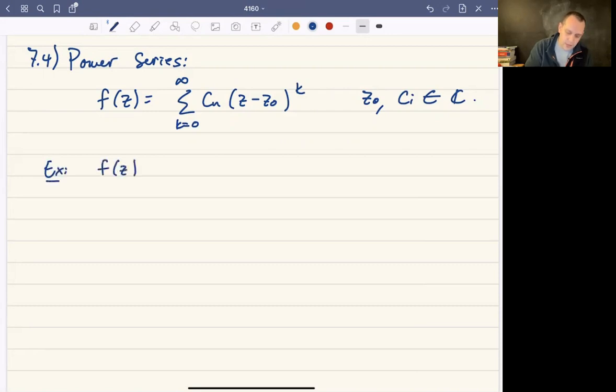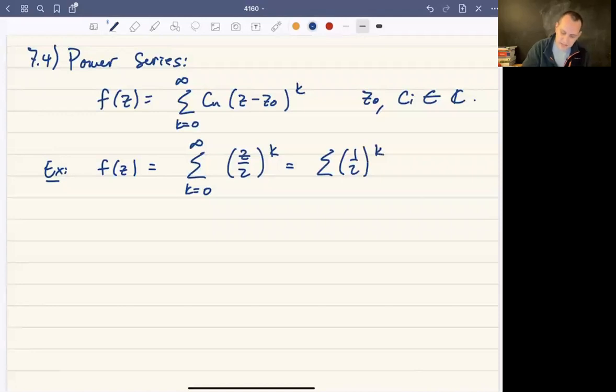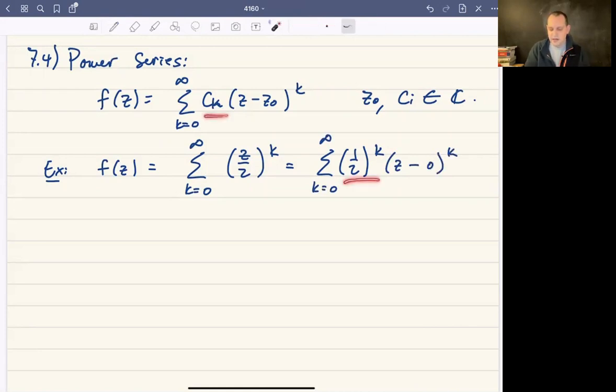So let's look at the function. Actually, the function that we saw in the previous video, z over 2 to the k, is a power series centered at 0. And just so that we can recognize that this is still of the form I wrote above, this is 1/2 to the k. So that's my c sub k. Then this is z minus 0 to the k. So really it is a power series like this. Our c sub k is 1/2 to the k. Z minus z naught to the k is z minus 0 to the k.